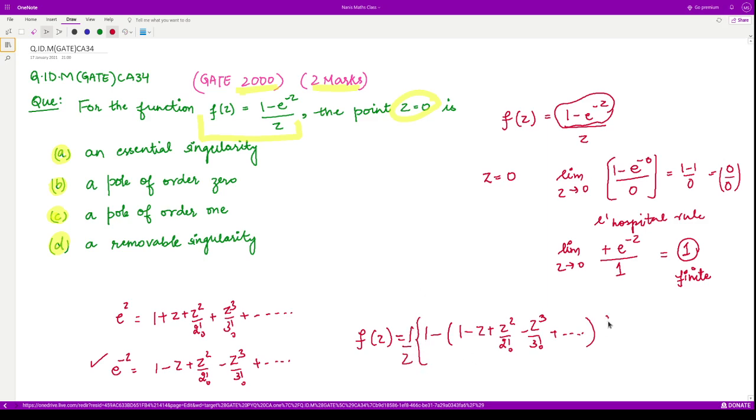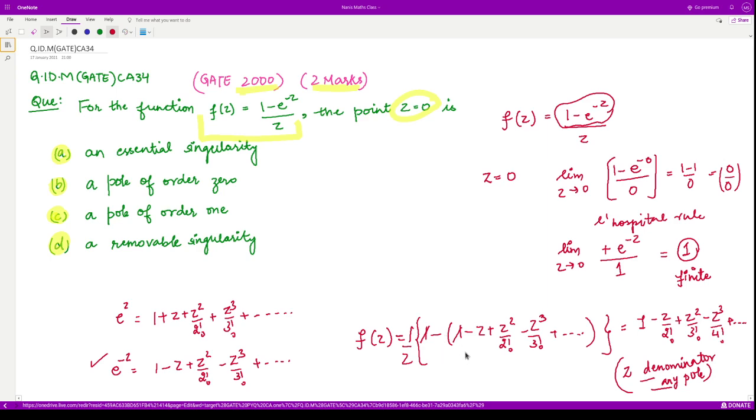So you see this 1 and 1 cancels and we are left with 1, right? This minus and minus becomes plus and z divided by z is 1, and we have minus z upon 2 factorial plus z square divided by 3 factorial minus z power 3 by 4 factorial and so on. So you see we do not have any term containing z in the denominator. So that means we do not have any pole. This is one thing, we do not have any pole.